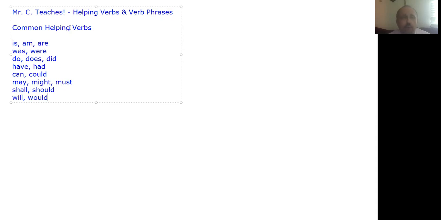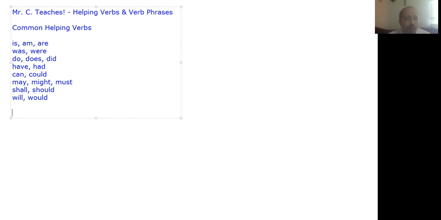You can read these for yourself. I don't feel the need to do that for you. Just be aware that helping verbs aren't always helping verbs. Sometimes they're linking verbs, right? So that can happen. Just bear that in mind. A helping verb is a helping verb when it is part of a verb phrase.